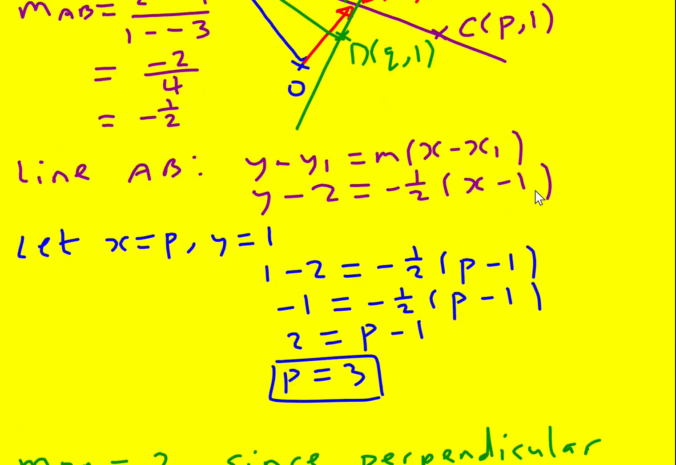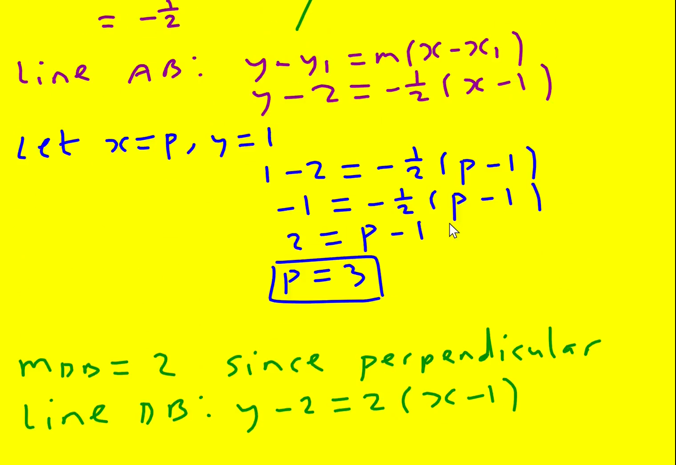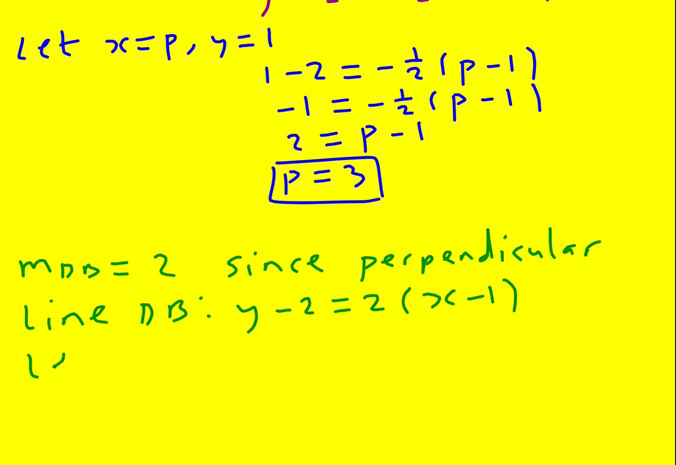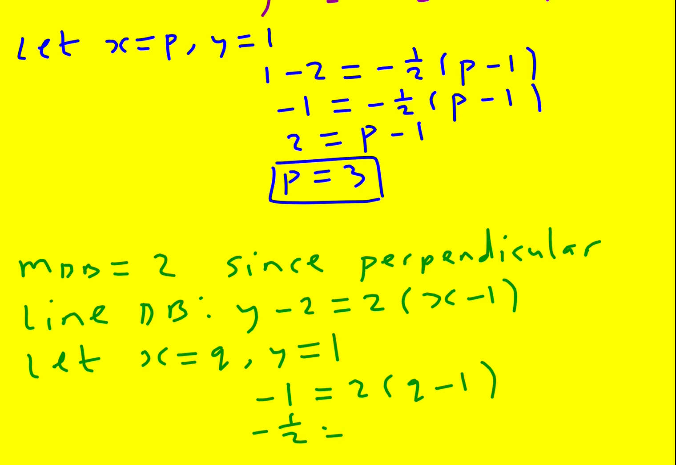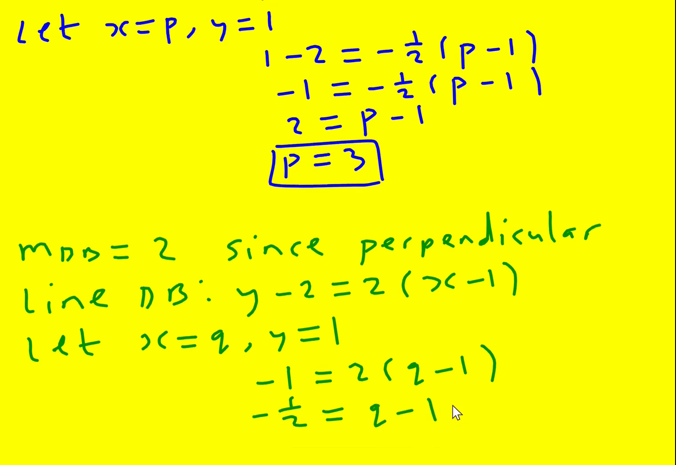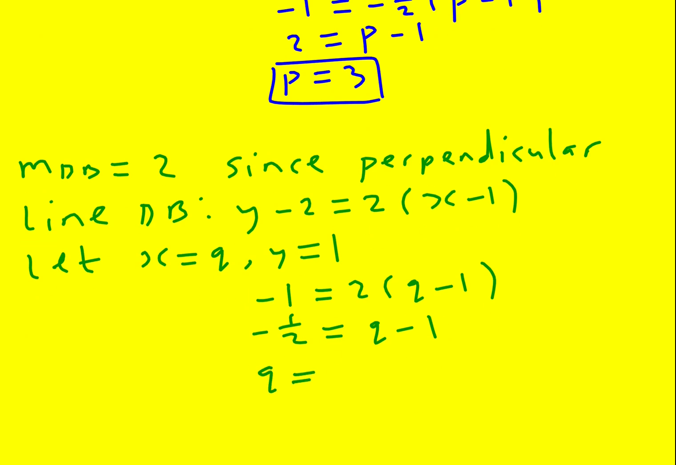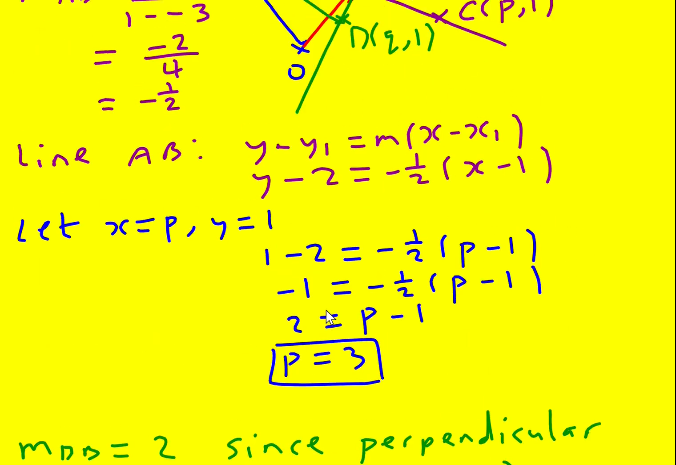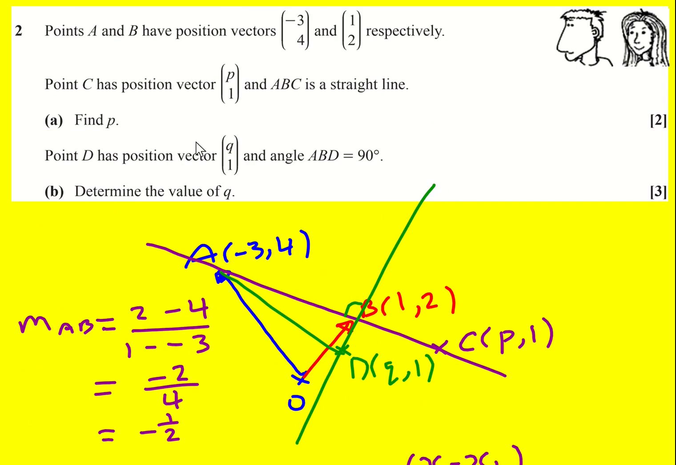Okay, now I'm going to let x equal q and y equal 1. So I'm going to get minus 1 is equal to 2(q minus 1), so minus a half is equal to q minus 1. And so q is going to equal a half. Not an easy question, I think. I think turning it into a coordinate geometry problem is the best thing to do. We are there. That's quite a lot for these 5 marks.